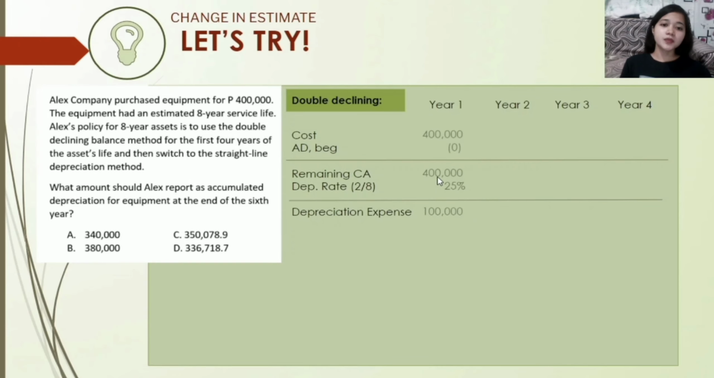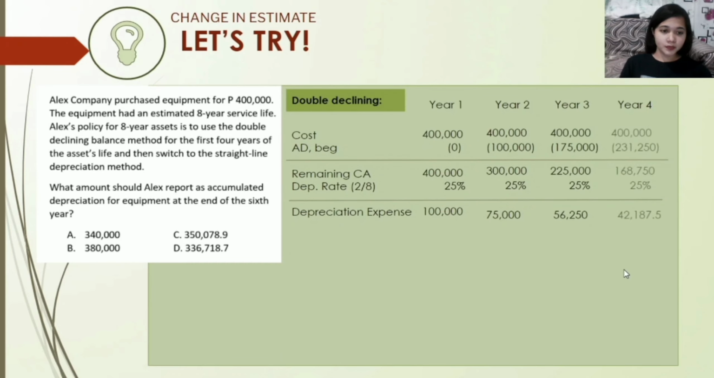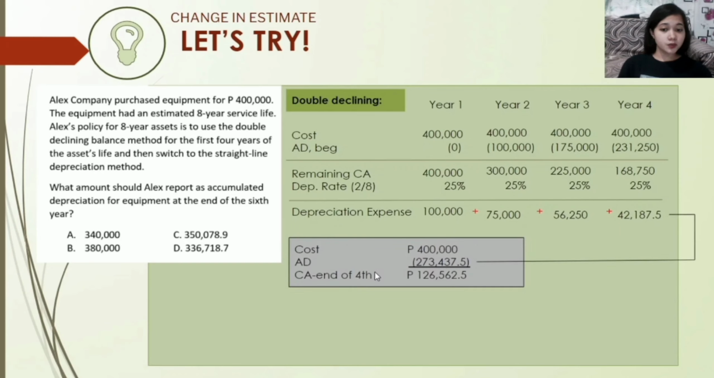So for year 1, 400,000 less accumulated depreciation. Wala pa tayong accumulated depreciation kasi first year pa lang yan. Then 400,000, multiply mo lang sa depreciation rate, and we can now have the depreciation expense. For year 2 naman, yung naipon mong depreciation for the first year, yan yung ilalagay mo sa year 2, and so on. Ito na yung mga depreciation expense natin. I-add lang natin yan at magkakaroon na tayo ng accumulated depreciation sa unang 4 na taon.